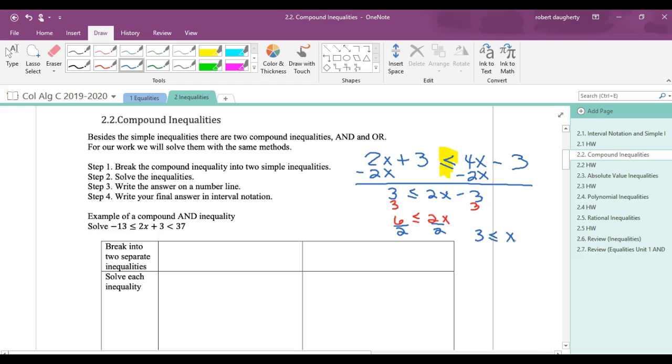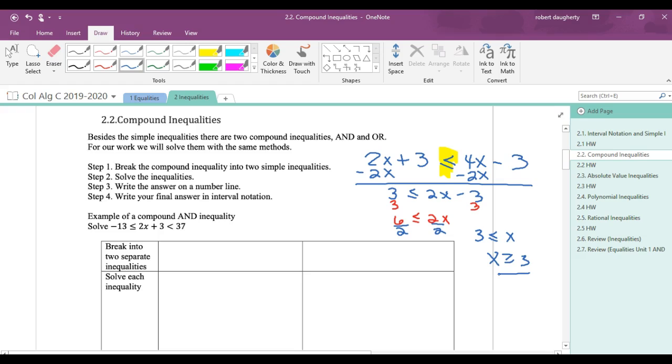I like to read it with the variable first. If you're reading from right to left, this means x is what? First of all, read it left to right: 3 less than or equal to x. Read it right to left: x greater than or equal to 3. That's what we're used to seeing, okay?